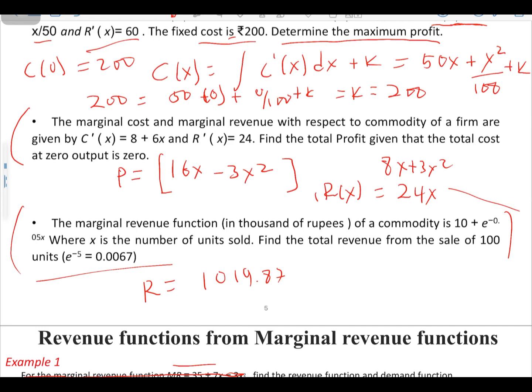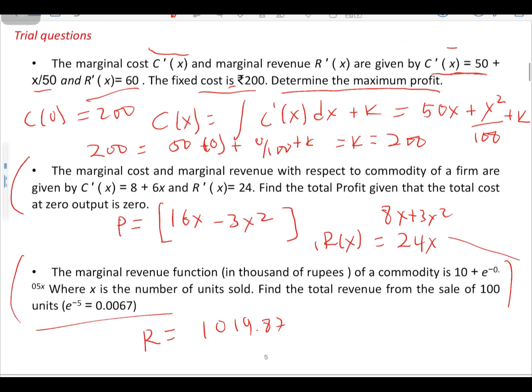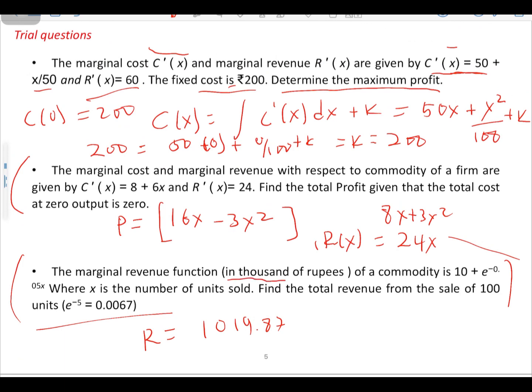So for your total revenue, you are going to multiply by 1,000, because it's in thousands of rupees. So whatever you get, you multiply by 1,000. So this is your total revenue, but at the end of the day, you multiply by 1,000, since it says in thousands, to get your total revenue.